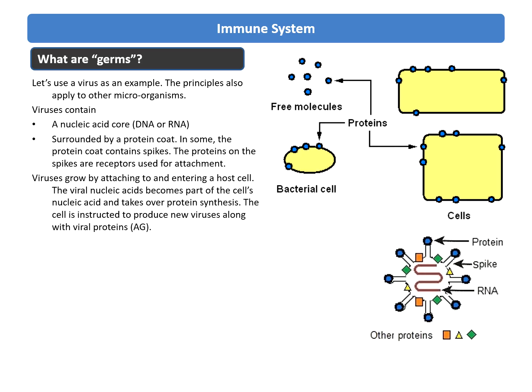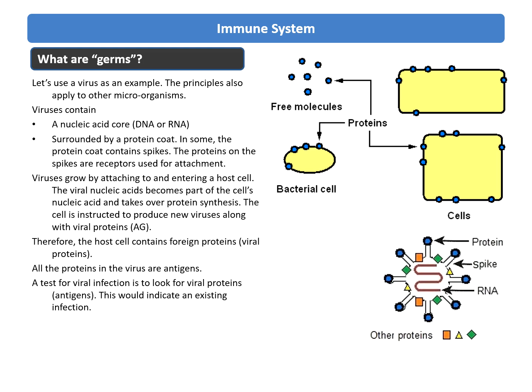The viral nucleic acid then becomes part of the cell's nucleic acid and takes over protein synthesis. It instructs the cell to produce new viruses along with the viral protein. Therefore, the host cell ends up containing foreign proteins, the viral proteins. All of the proteins in the figure you see are antigens. A test for viral infection is to look for the viral proteins, the antigens. This would indicate an existing infection.